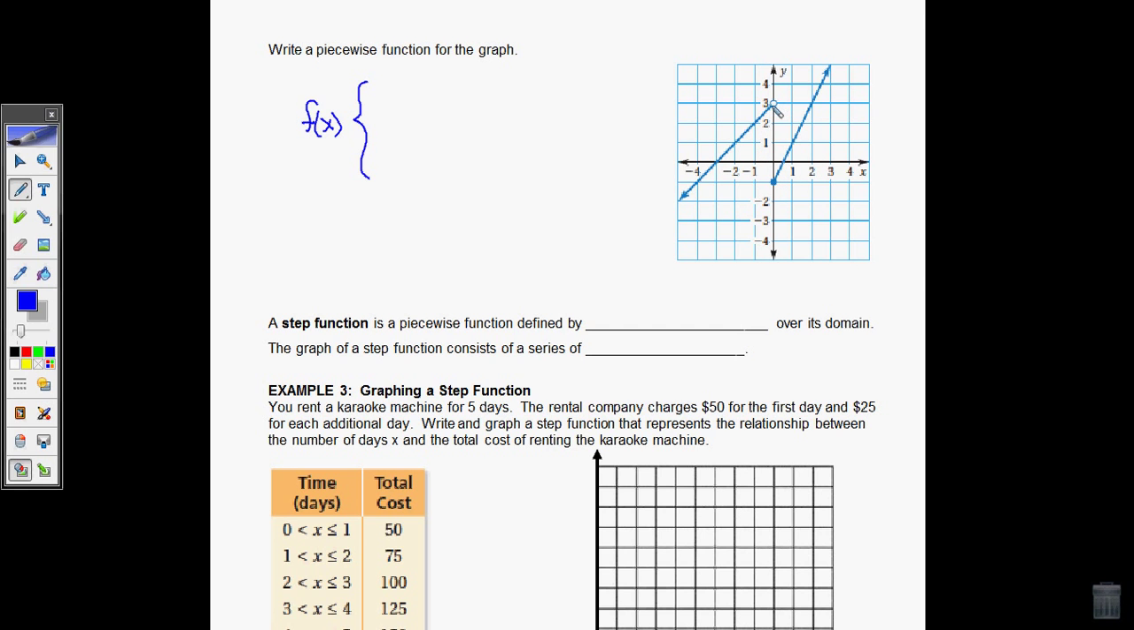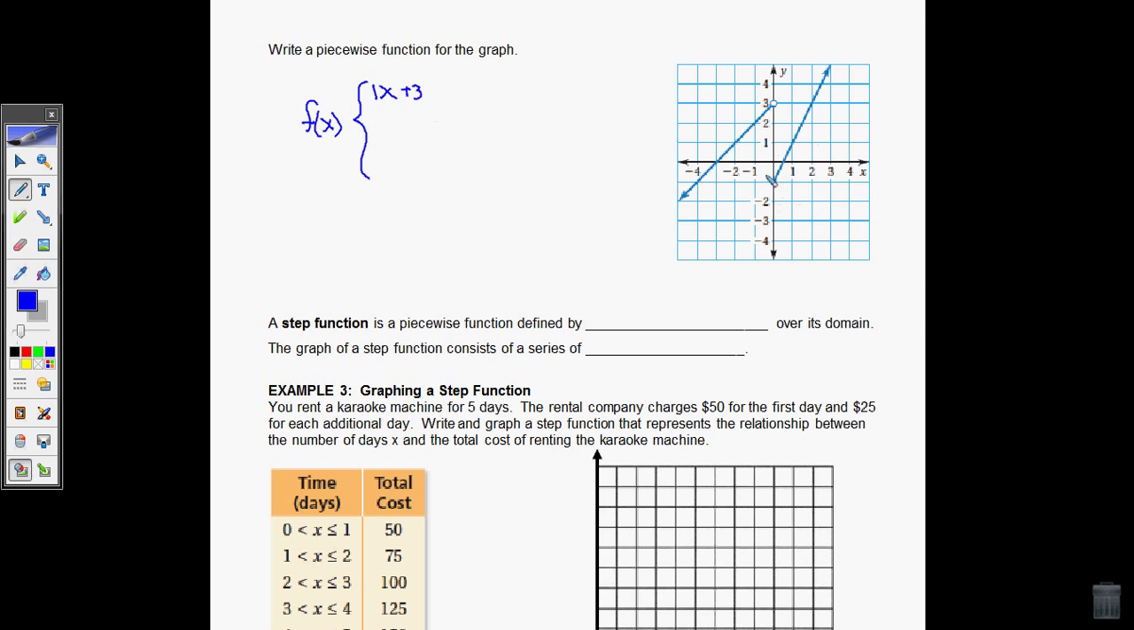It has a y-intercept of 3, and it has a slope of 1 over 1. Looks like it's going one box for every one box. So this is going to be f of x equals x plus 3. So a slope of 1 and a y-intercept of 3. Cool. Now what's the other one?